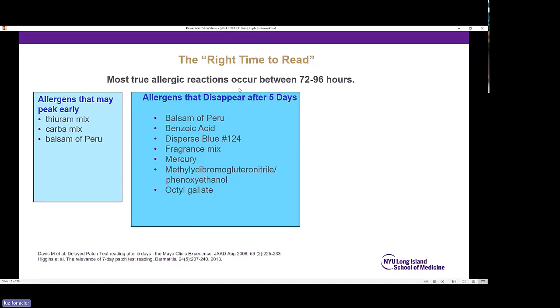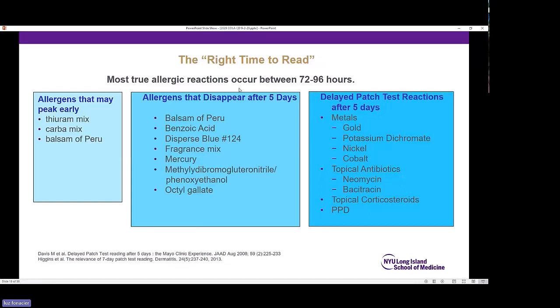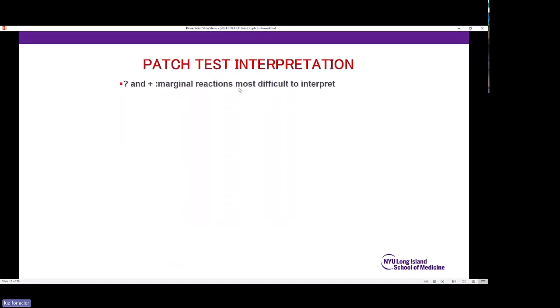And the reason why I'm giving this to you is that there are some practices that will ask the patient to remove their own patch test and have the patient come on the 5th or the 6th day, thinking that the patient will save 1 day of coming in for the reading. But this is what you will miss if you do that. There are delayed patch test reactions after 5 days, specifically metals, topical antibiotics, topical corticosteroids. If that's what you suspect, it is imperative that you use your 5 to 7 day read, and the p-phenylenediamine.